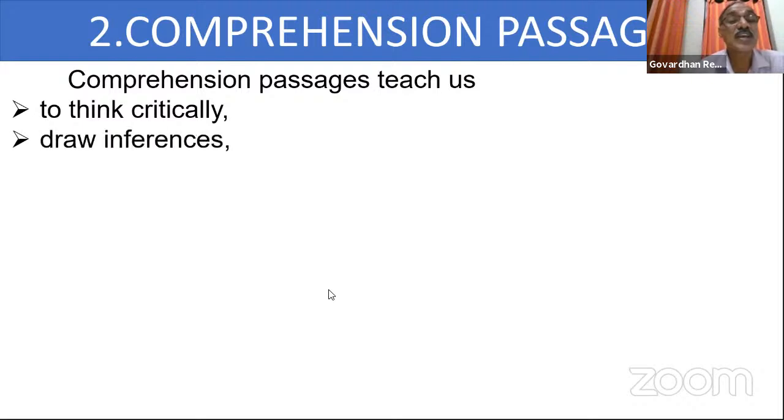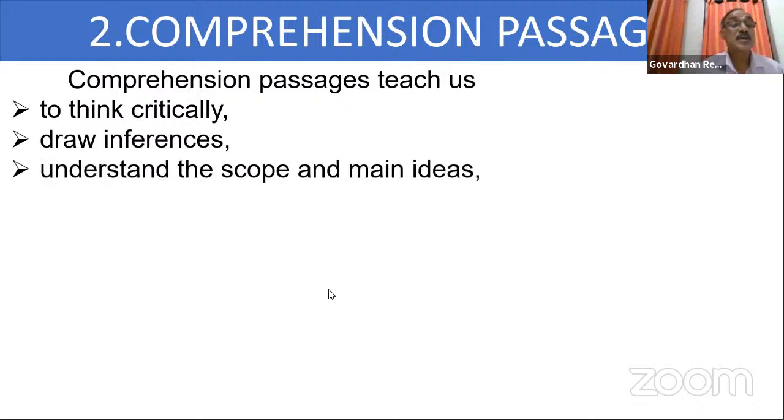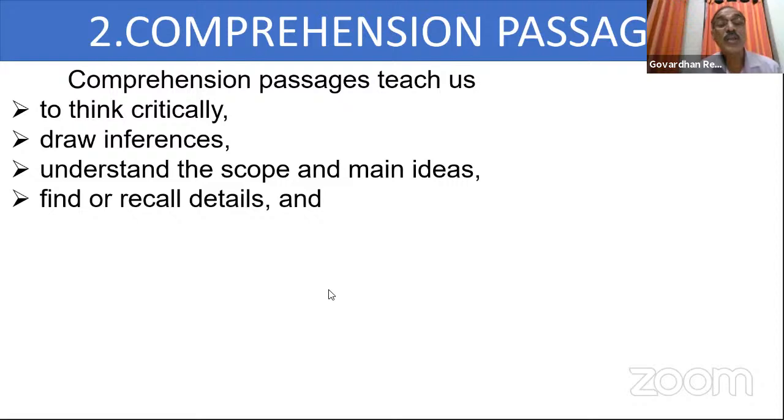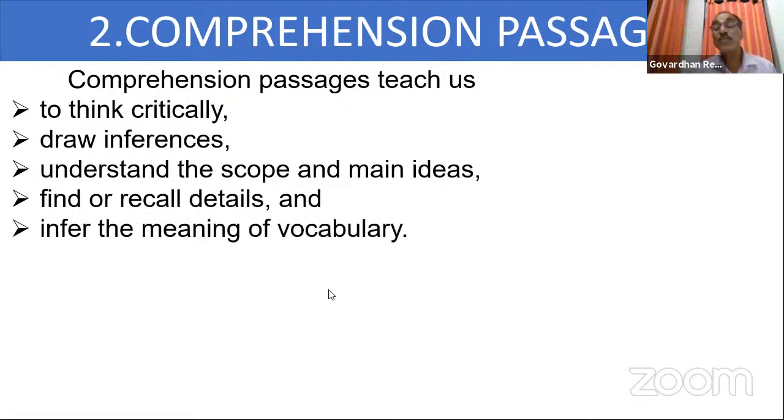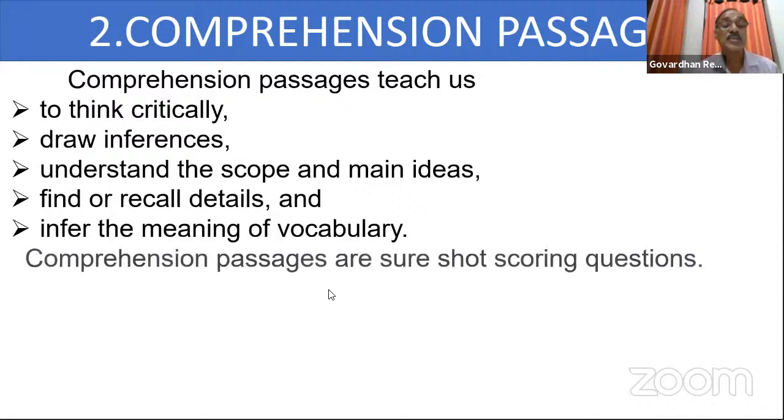They teach us to think critically. We can draw inferences. We can understand the scope and main ideas of that passage. We can find or recall details attached to that and infer the meaning of vocabulary. We can also find out the meaning of certain difficult words. Next, comprehension passages are short, scoring questions. By answering comprehension questions, we can score a lot of marks. Easily you can get marks because the questions are there and the answers also are there in the form of the passage.